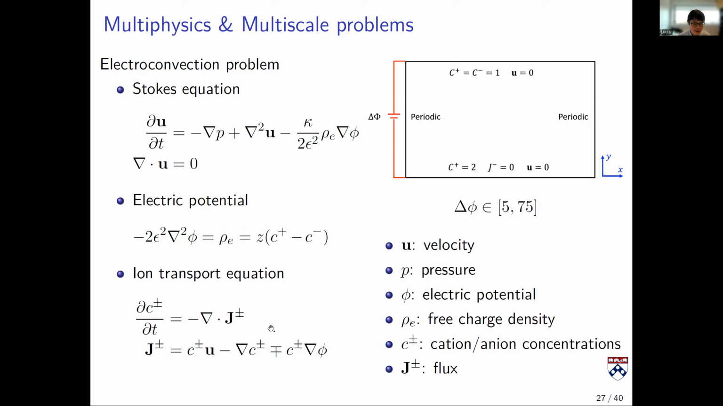But in the meanwhile, the concentration of the particles will also be affected by the flow, by the velocity U. J is the flux. So you can see here we have a few different physics and they are coupled together. We have the flow, we have the transport, and we have the electrical potential.